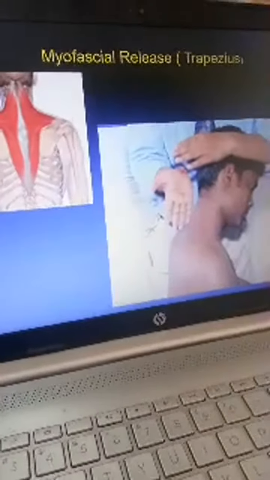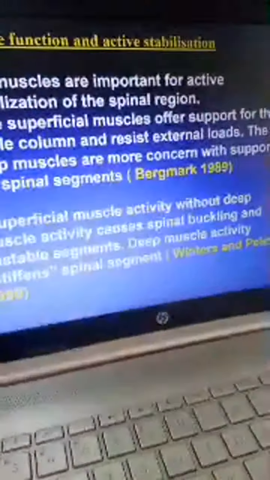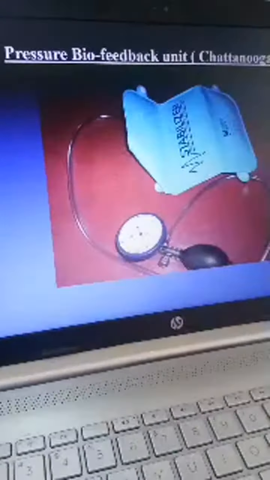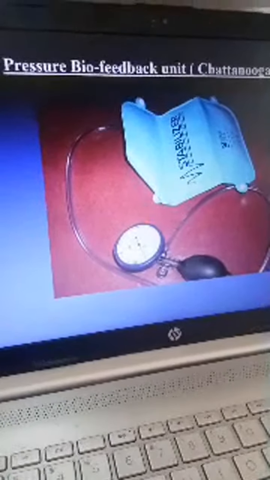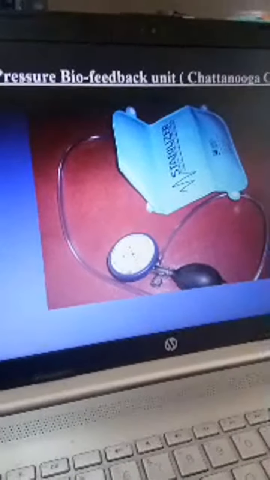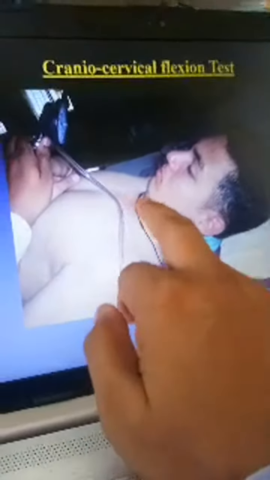This is my book, and I showed you already. I wanted to tell you about whether it is facet involvement or disc involvement, you will have muscular issues. In that case, you can use the pressure biofeedback unit to correct. This is how we can use the pressure biofeedback unit to strengthen the deep neck flexors.